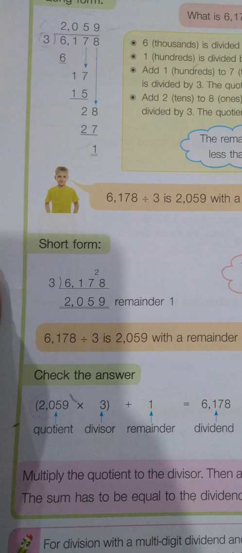6 divided by 3 is equal to 2. 1 divided by 3 is equal to 0. 17 divided by 3 is equal to 5. Then 28 divided by 3 is equal to 9. Sorry, again.